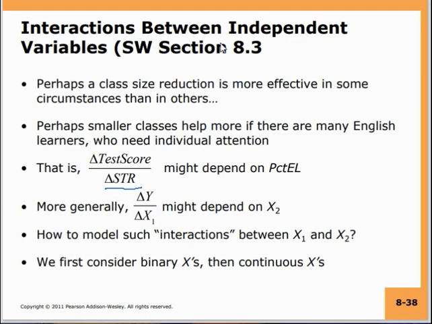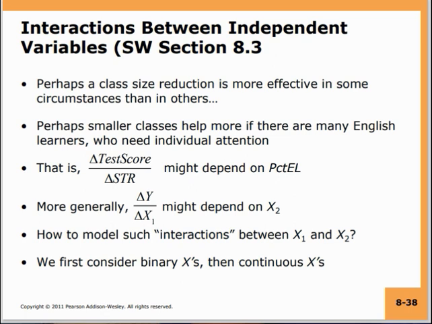an increase in one independent variable, that is student teacher ratio, that is, the change in test score by student teacher ratio, might depend on the percentage English learners that is there in that particular school. So we are saying in general, if you are not just talking of this example, in general del y by del x1 might depend on x2. Okay, so how do we model such interactions between x1 and x2? This is what we are going to talk about.